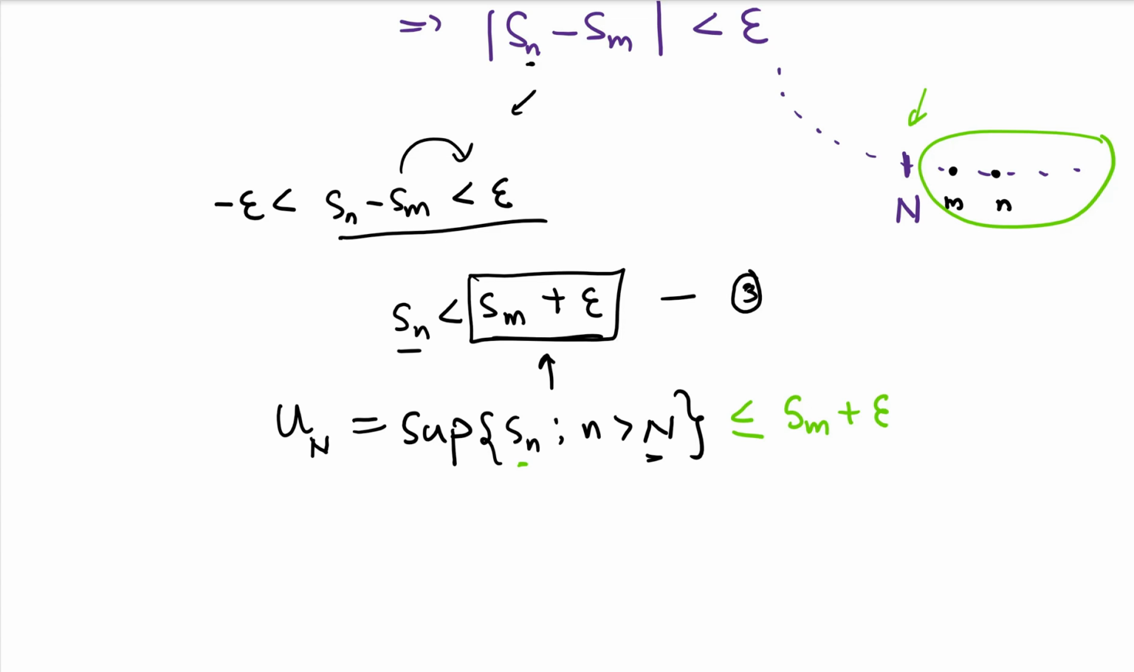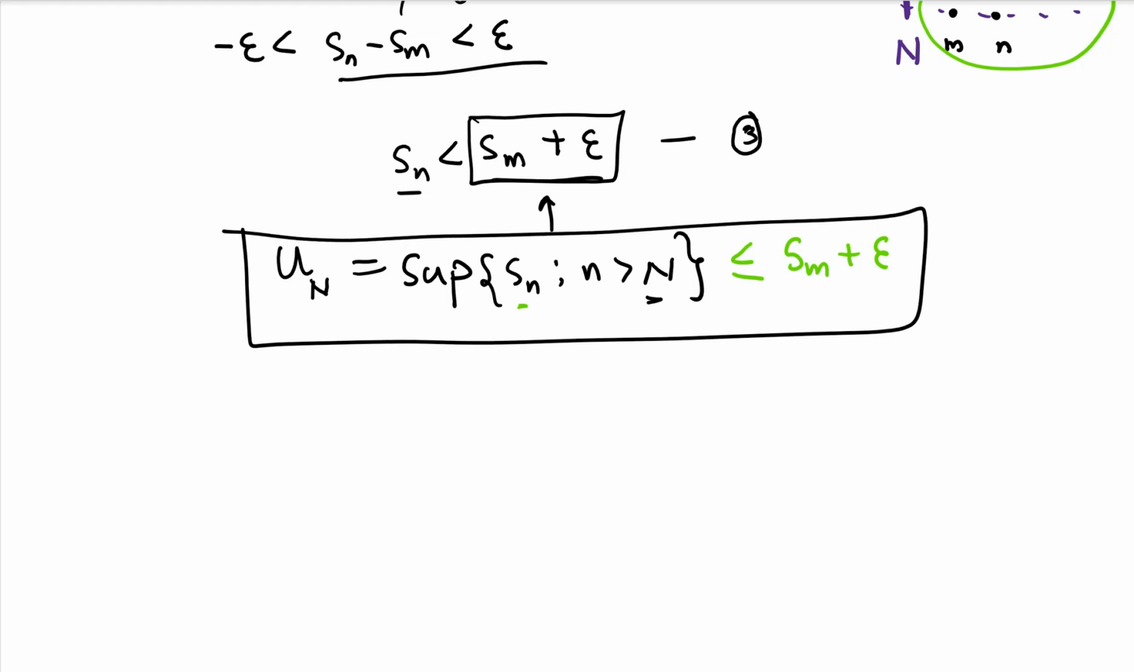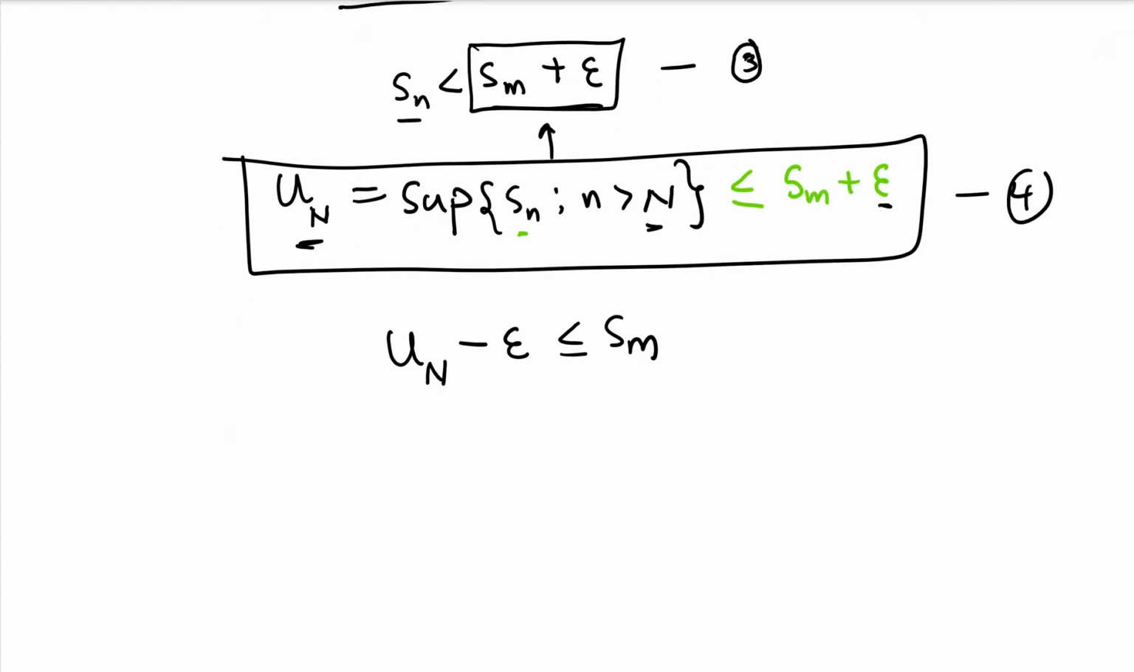Okay, right, now at this point we have this fact. What I'm going to do now is move this epsilon to the left hand side, and I can say u sub n minus epsilon is less than or equal to s sub m. I rewrote this inequality. Great. Now what does this mean? Think about this again. This means u sub n minus epsilon is a lower bound for s sub m. Do you agree? Yes, right?